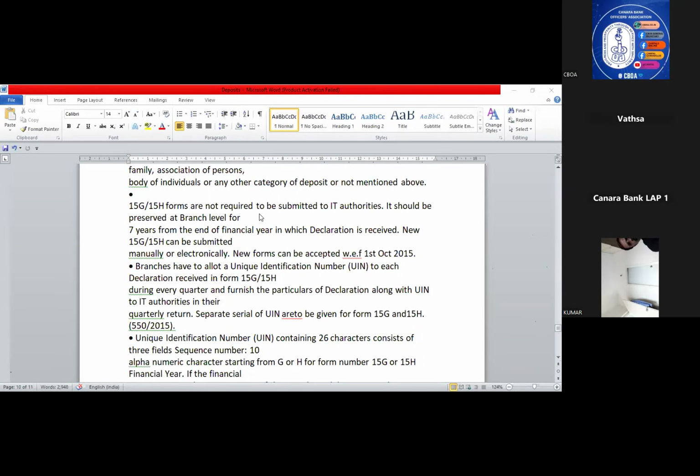Normally, 3 copies had to be taken. 1 had to be submitted to the IT authorities, 1 kept for inspection, 1 kept in file. That was the original rules. Now they say for 7 years you have to maintain. It need not be submitted to IT authorities, but whenever they come for inspection, we have to show that we have taken 15G and 15H.